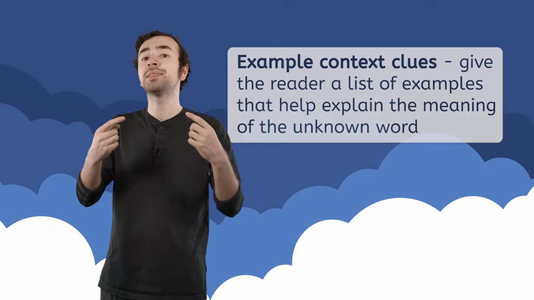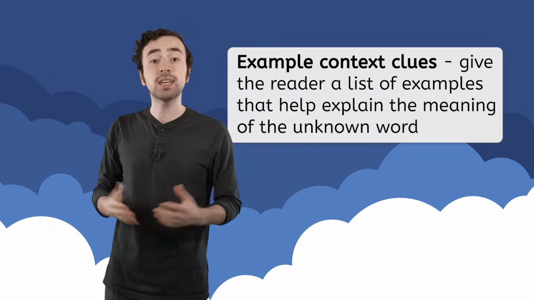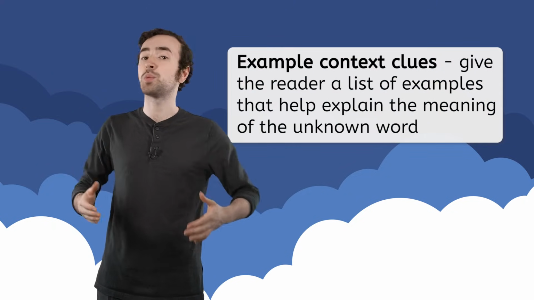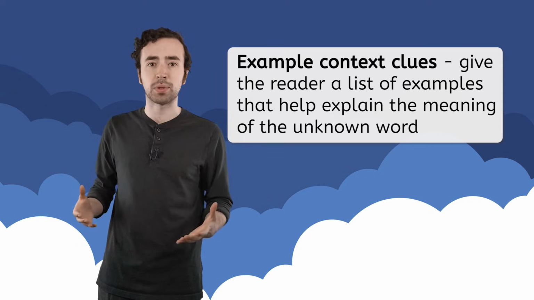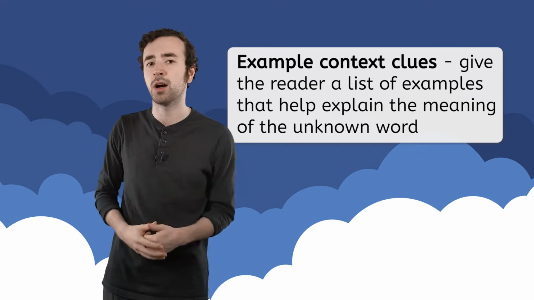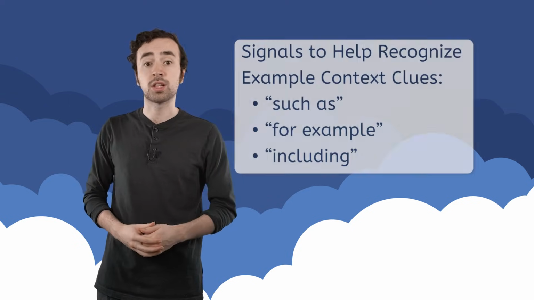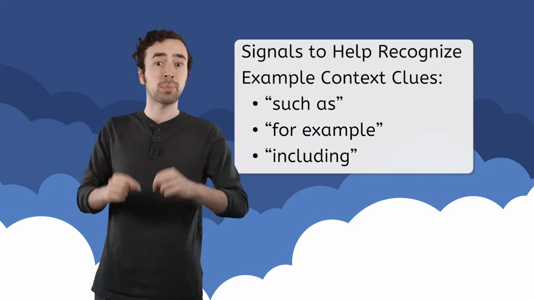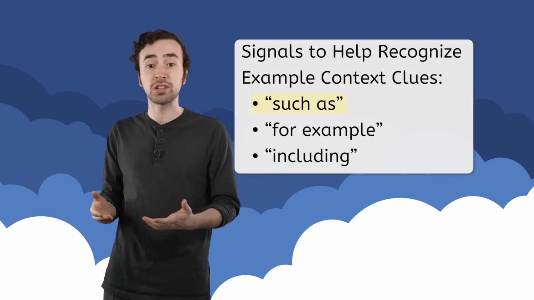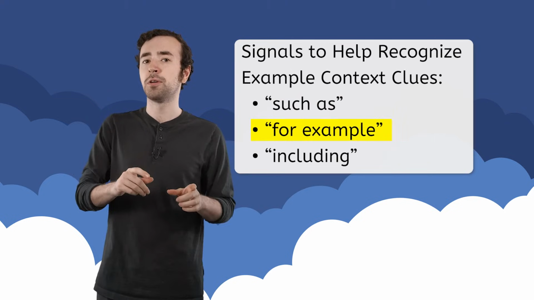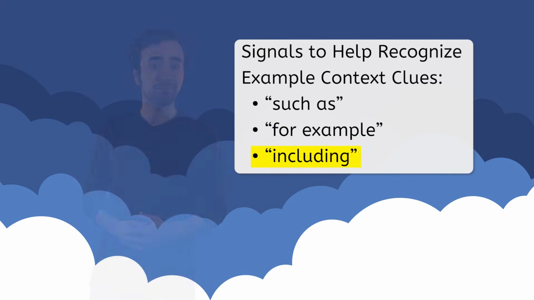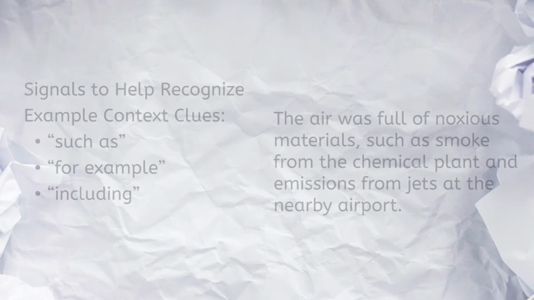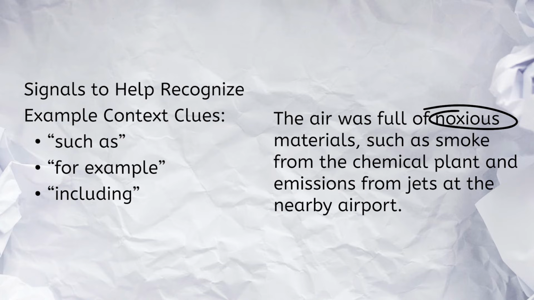All right, now that we've got some experience with definition clues under our belts, let's move on to example context clues. This type of clue provides readers with a list of examples that help explain the meaning of the unknown word. Some signal words and phrases that will help you recognize when there's an example context clue are "such as," "for example," and "including." Let's try to find the definition of the word noxious in this sentence.